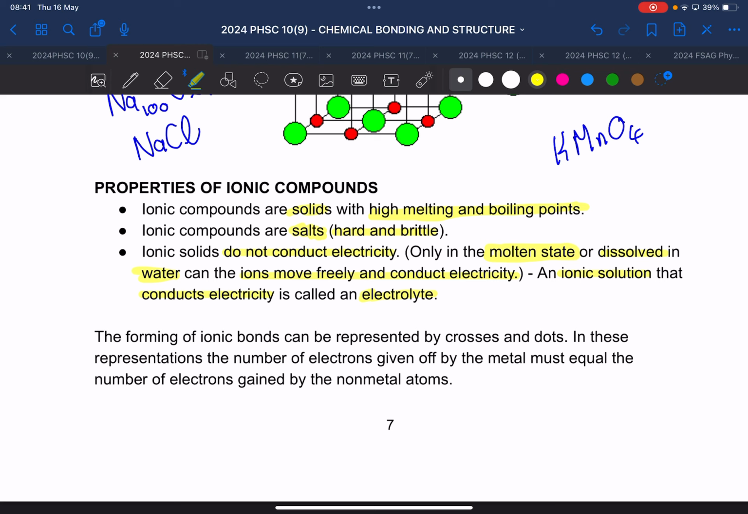So we can also represent ionic bonds with our Lewis structures. In these representations, the number of electrons given off by the metal must equal the number of electrons gained by the non-metal atoms. That makes sense, right? We can't have sodium giving off 1 electron and our chlorine gaining 2 electrons. What the one atom gives off, the other atom must gain. That's what this last sentence says.